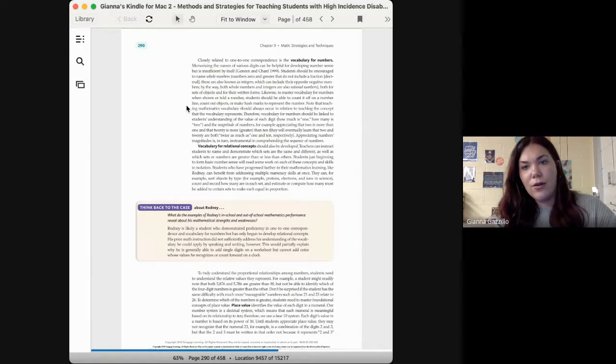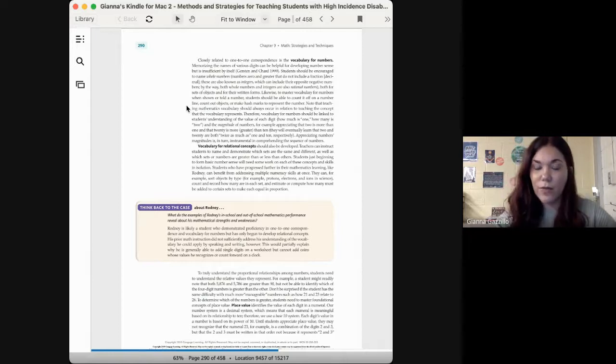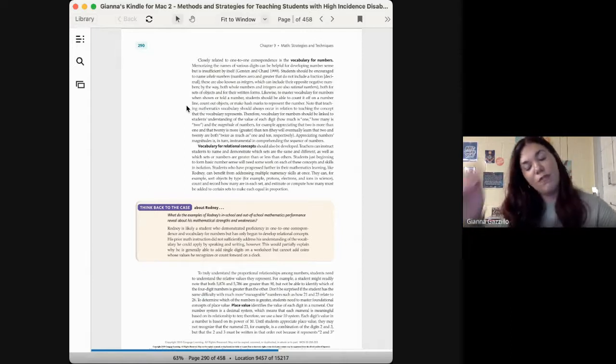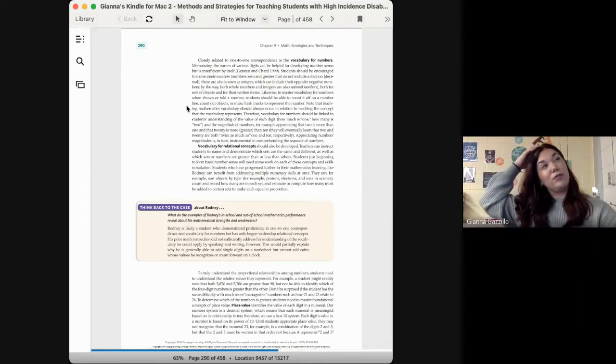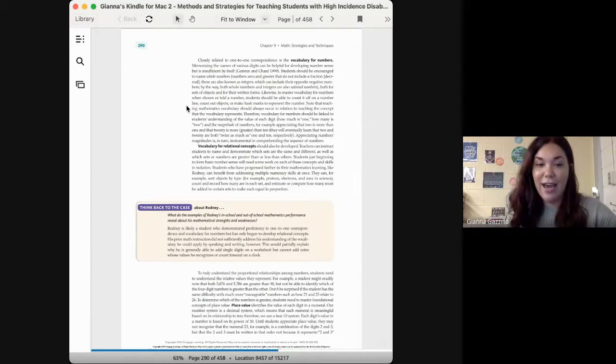Also, it talks about vocabulary for math. That's something that students really struggle with. And then it discusses briefly place value. Place value is another thing that I really see my kids struggle with. Some of them don't even know. If I say round to the hundredths place, they're like, "What's that?"